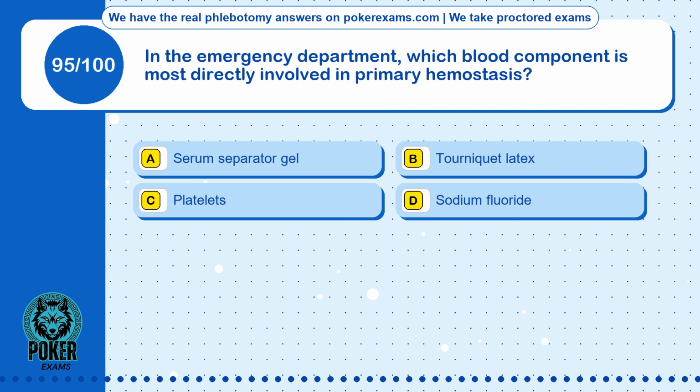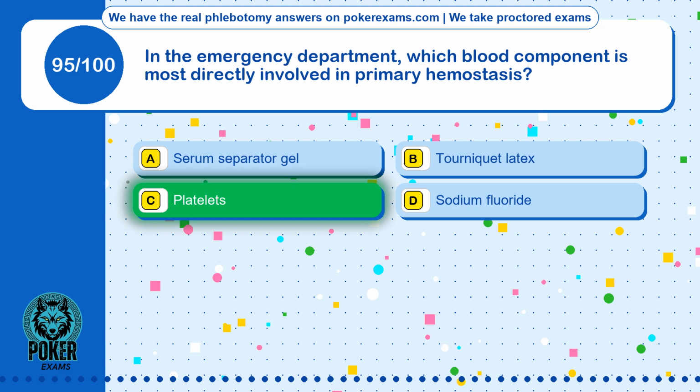Question 95. In the emergency department, which blood component is most directly involved in primary hemostasis? Option A, serum separator gel. Option B, tourniquet latex. Option C, platelets. Option D, sodium fluoride. The correct answer is option C.